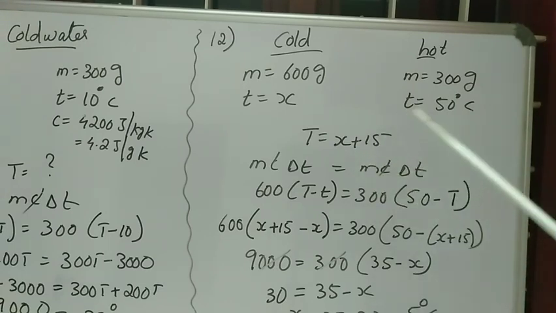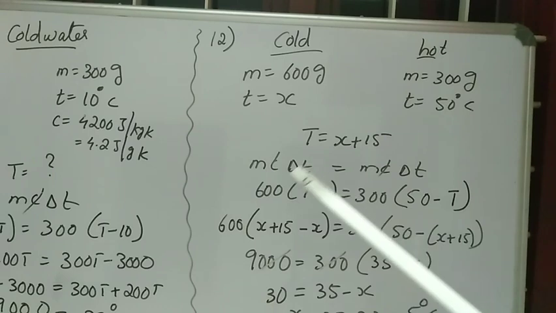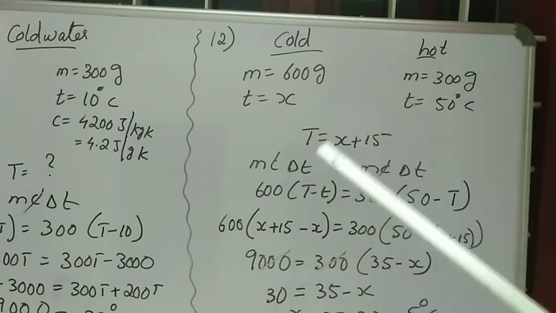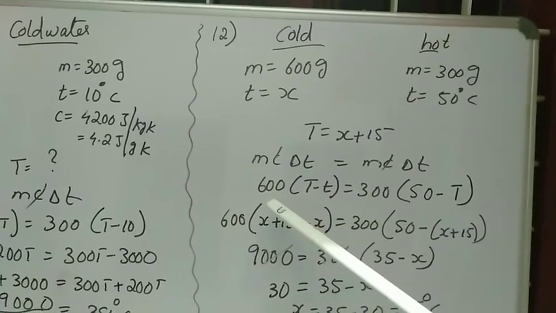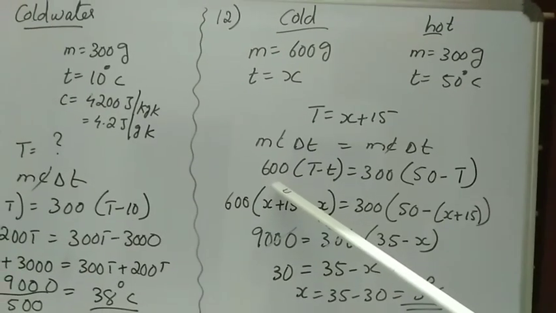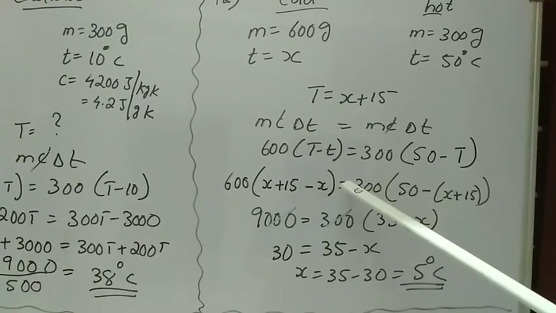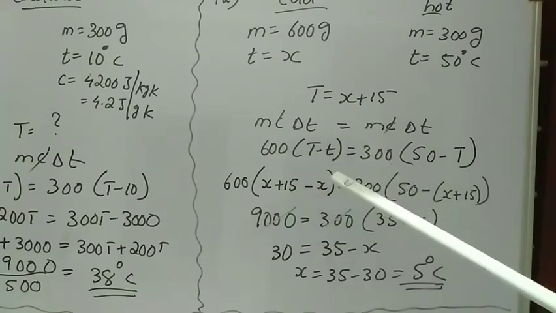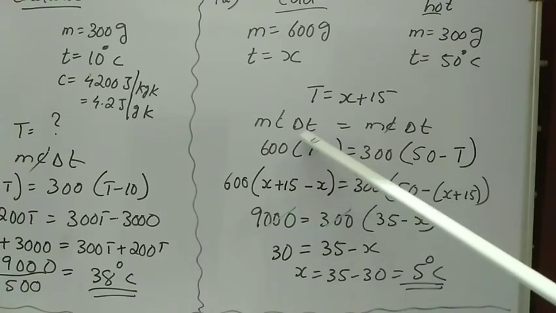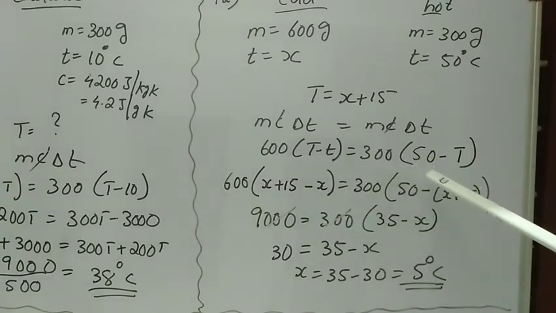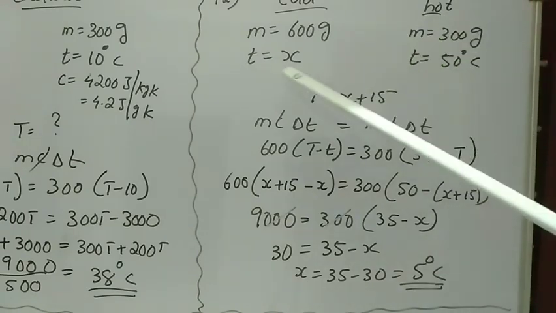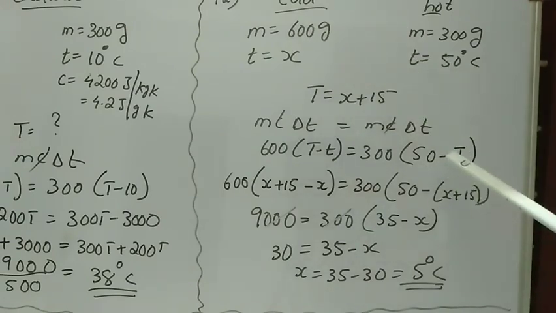Now again heat loss is equal to heat gain. MC delta T is equal to MC delta T. Both are water, cold water, hot water, both are water. C will get cancelled. Now mass of cold water is 600 into T minus t. Anyhow, cold water is going to gain, so we can write T minus t, final temperature minus initial temperature, is equal to 300 into 50 minus T. From 50 the temperature will reduce. From here temperature will increase. So 50 minus T.